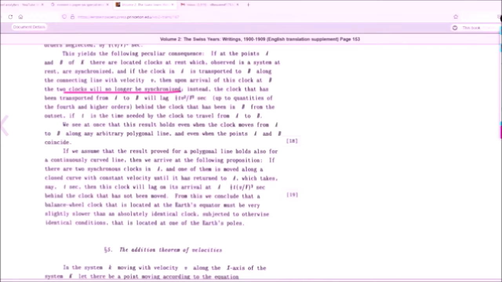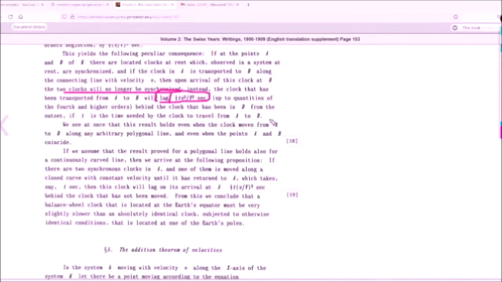Why would you worry about the synchronization of the two clocks when you already moved them from one place to another at a velocity of v? Instead, the clock that has been transported from A to B will lag by one half t v square divided by capital V square, up to quantities of the fourth and higher orders, behind the clock that has been in B from the outset, if t is the time needed by the clock to travel from A to B.